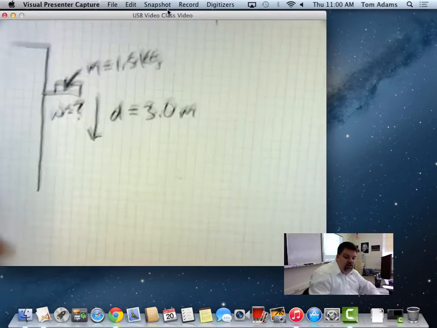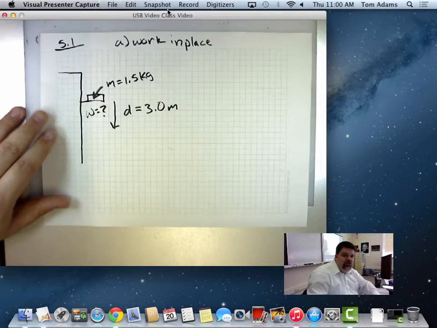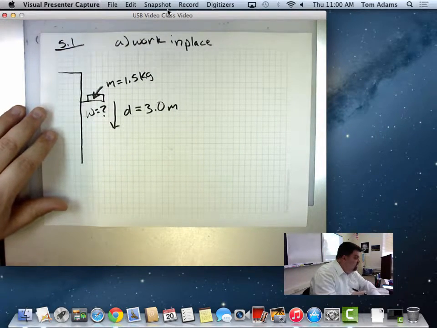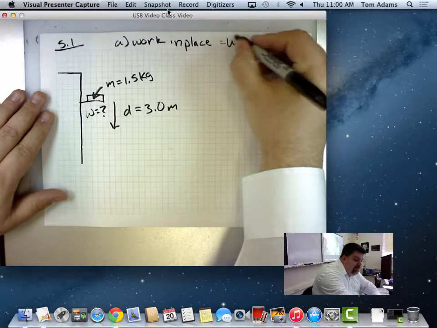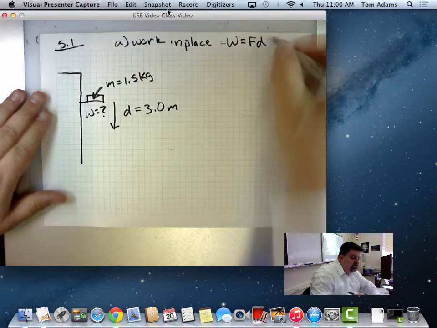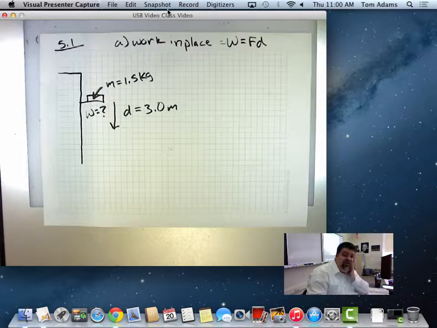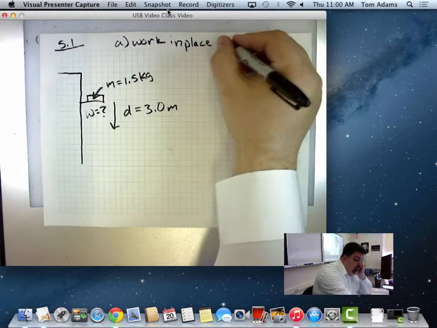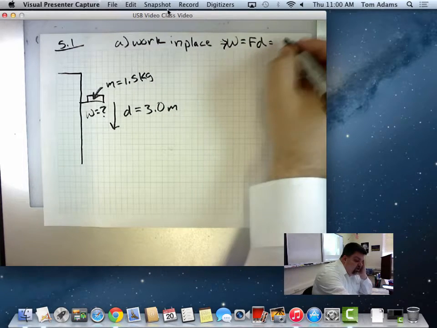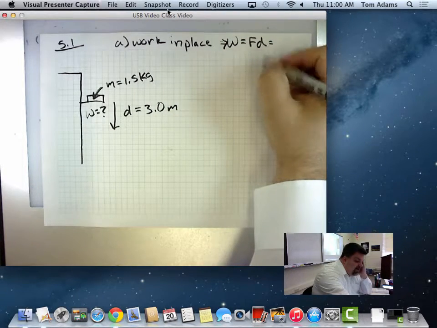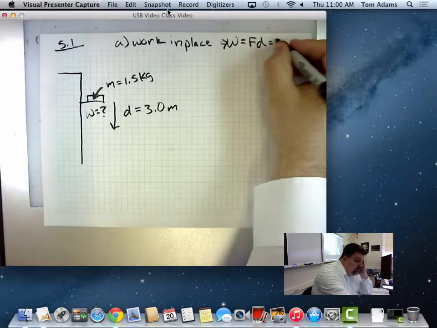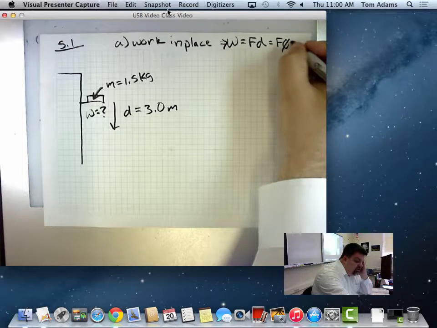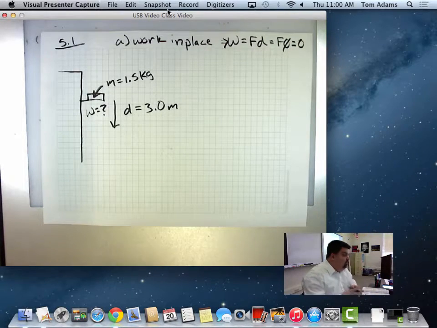Here's the thing. She's holding the book in place, so the amount of work that she's doing is what? Remember that work is force times displacement. If she's holding it in place, what's the displacement? 0. The force of gravity pulls on the book and she opposes the force, but since the displacement is 0, we have the force times 0, which is just 0. So part A is easy. She's doing 0 work.